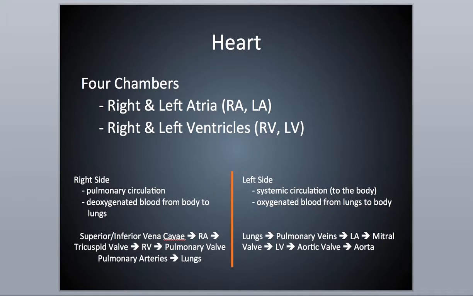All right, so the heart itself has 4 chambers. We have a right and left atria. Those are going to be on the top. Then we also have a right and left ventricle. And the ventricles are going to be on the bottom, and they're going to be pumping blood out of the heart. All right, and the atria are going to be bringing blood in from other places, right? Either basically the rest of the body, or bringing it in from the lungs.